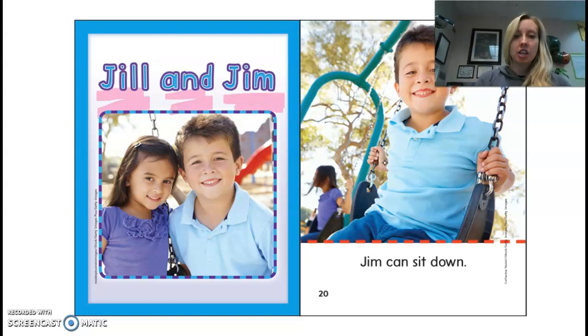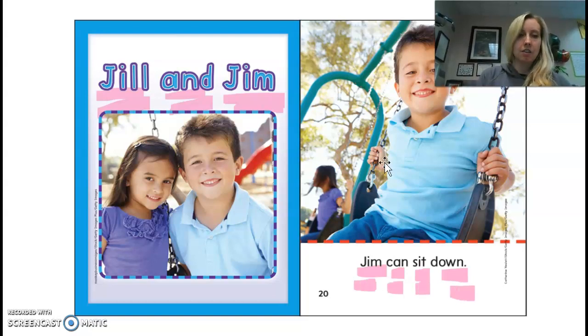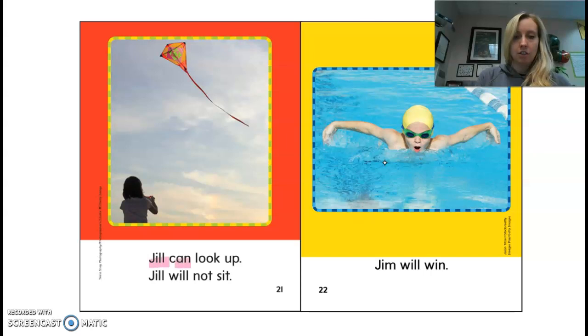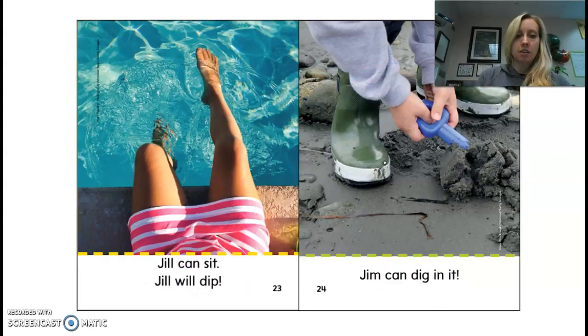Okay, I'm going to let you go first, then I will go. Jill and Jim. Your turn. My turn. Jim can sit down. Your turn. My turn. Our turn. Jill can look up. Jill will not sit. Your turn. Our turn. Jim will win. Your turn. Our turn. Jill can sit.